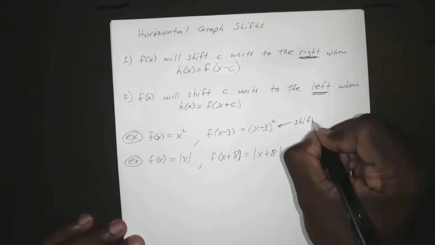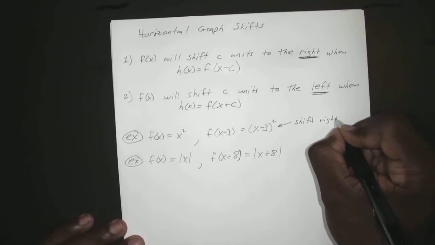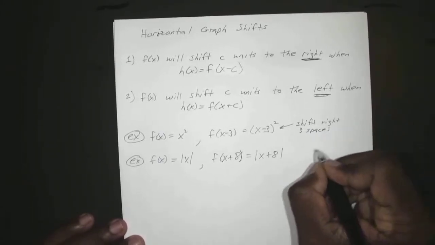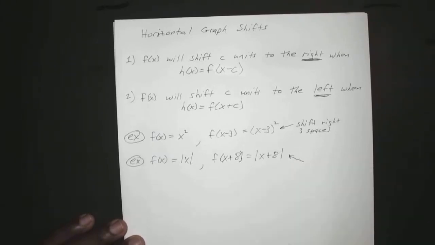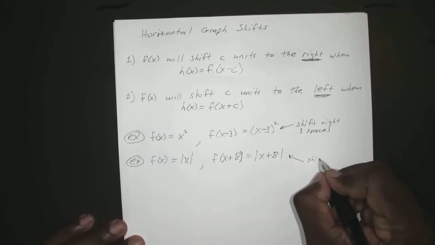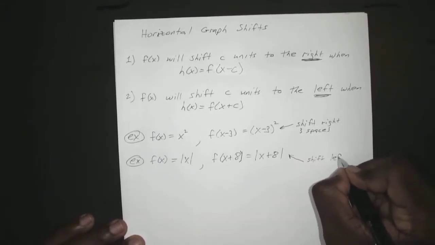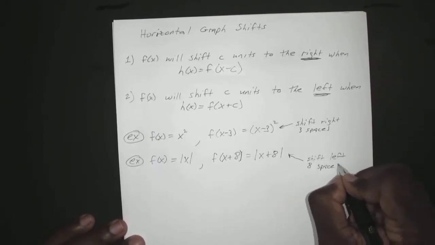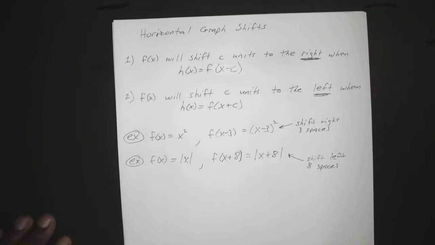So this would shift right 3 spaces. And this would shift left 8 spaces. Now, it's a little confusing because you would think with the minus it would shift left, but with horizontal it's the opposite.